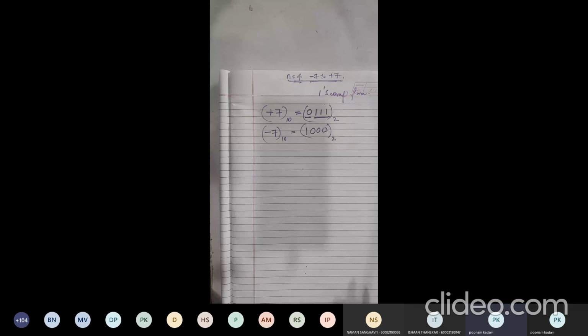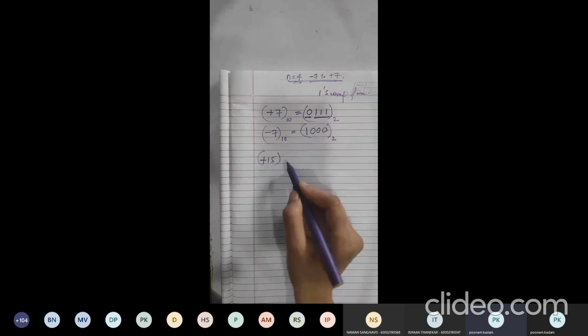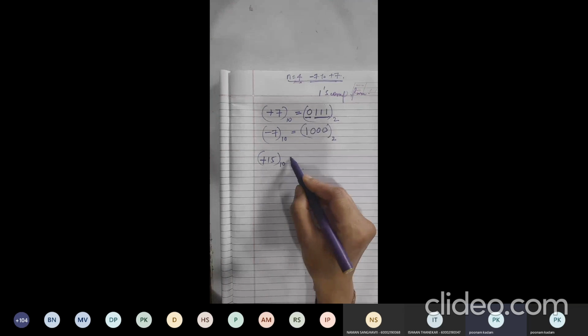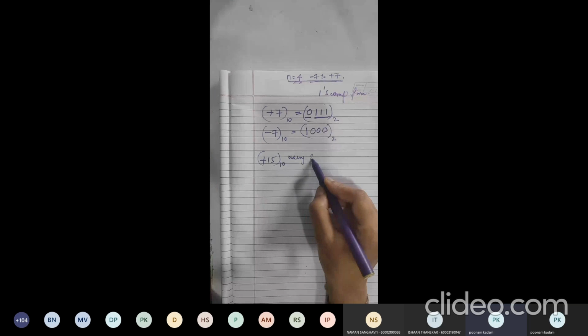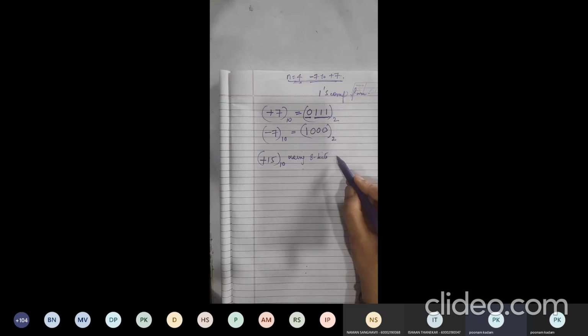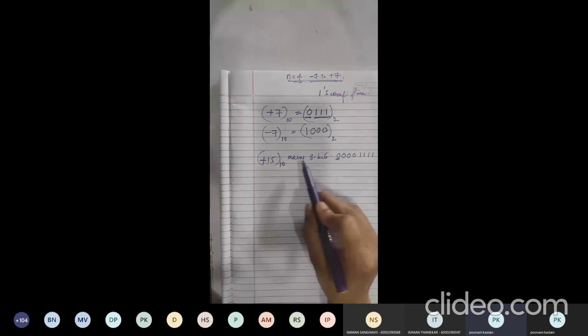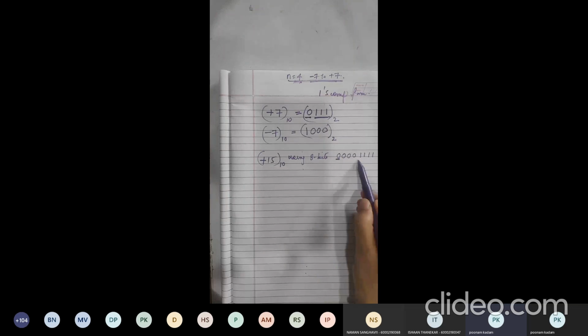Let's say plus 15 using 8 bits. Let's say you want to represent plus 15 using 8 bits. How will you write plus 15? Plus 15 means 0, 0, 0, 0, 1, 1, 1, 1. So the MSB bit is 0, indicating positive number. And if you find the value of the remaining bits, 1, 1, 1, 1 means 15, right? So this is plus 15 in ones complement form.